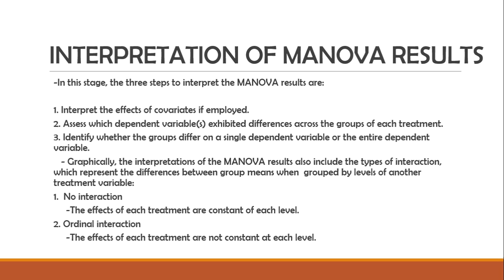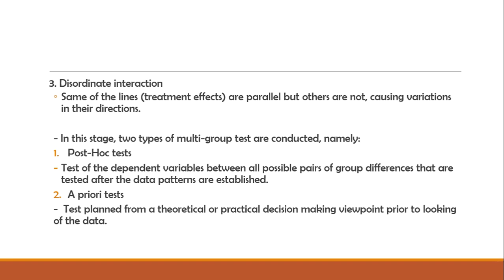Number 1, no interaction. The effects of each treatment are constant at each level and all the lines are roughly parallel. Number 2, ordinal interaction. The effects of each treatment are not constant at each level and the lines represented are not parallel. Number 3, disordinal interaction. Some of the lines' treatment effects are parallel but others are not, causing variations in their directions. This kind of interaction interferes with the interpretation of main effects.